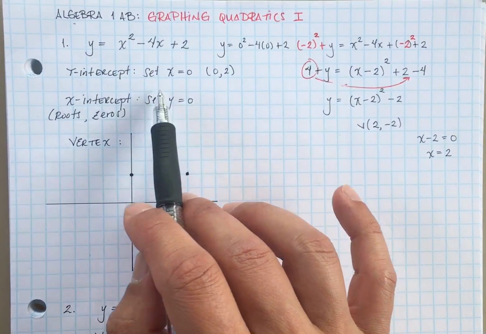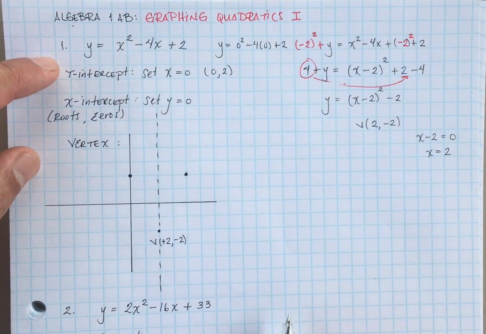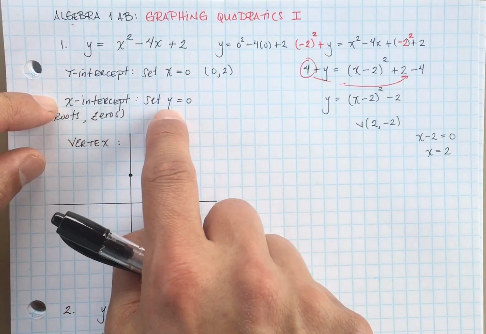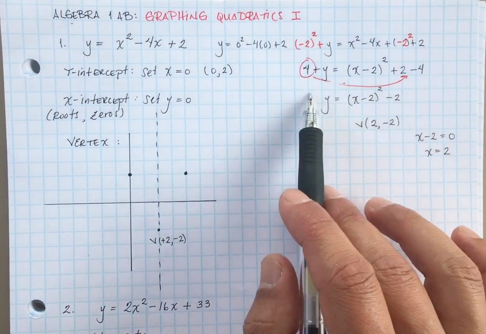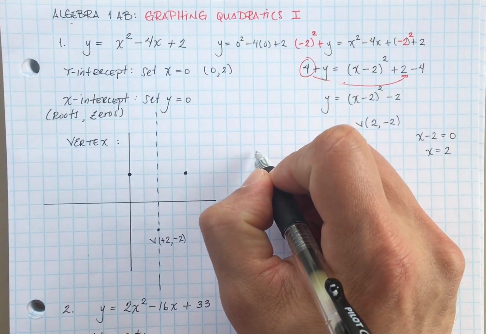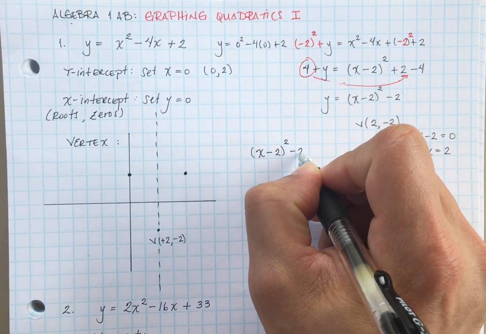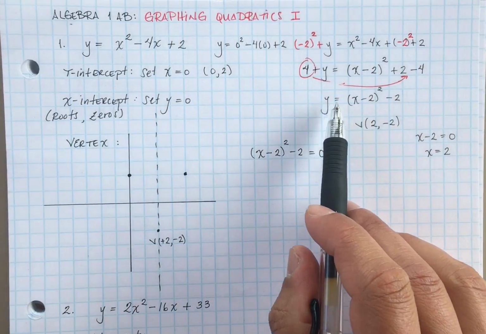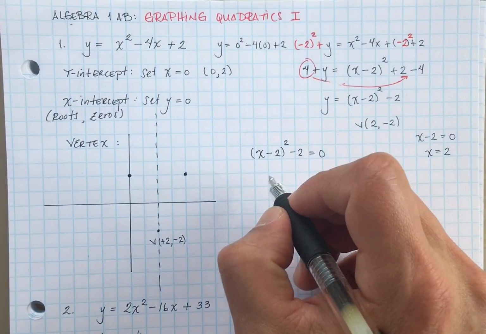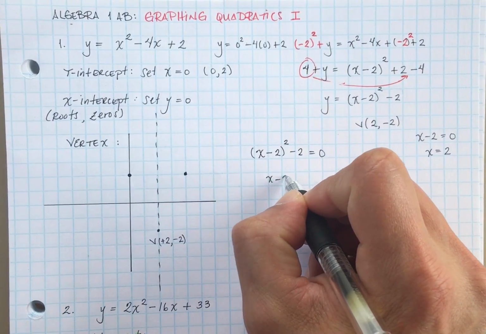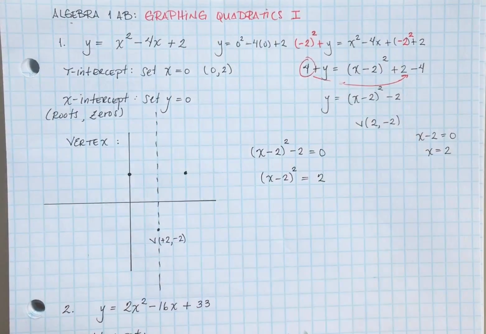A lo mejor el profesor les va a preguntar por el intercepto de la X. So we already found the Y-intercept. We found the vertex. Now, how do we find the X-intercept? Well, for the X-intercept, we set Y equal to 0. Entonces, vamos a tomar esto. We're going to take X minus 2 squared minus 2, and set that equal to 0 because this is equal to Y. So I'm going to set Y equal to 0. Now I'm going to solve it just like any algebra equation. I take the 2 to the other side. El 2 se va al otro lado. Becomes a positive.